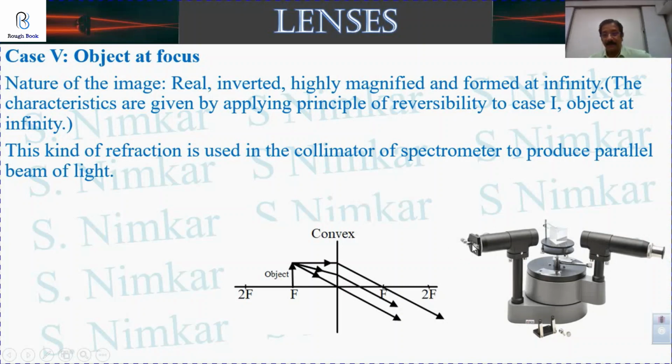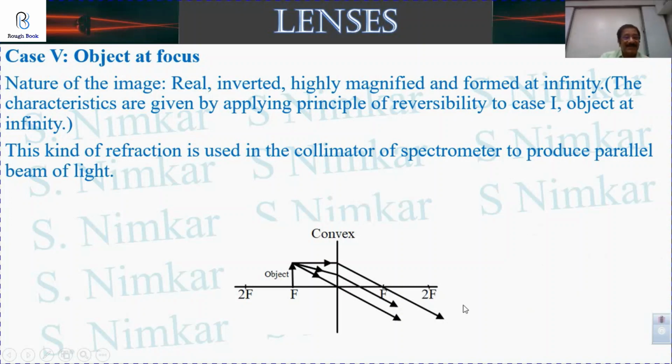There is a slit, and there is a convex lens present over here, and the distance between them can be adjusted to be equal to the focal length of this lens, which means that when the light passes through the slit, it is passing through the focus, and therefore the rays which are coming out of this lens will be parallel. So a parallel beam will be incident on the prism. That's how we can make use of this kind of refraction.